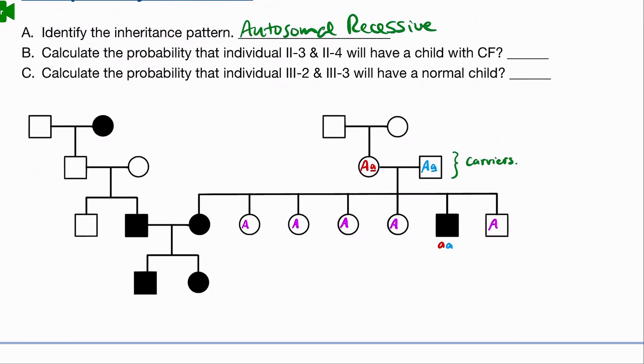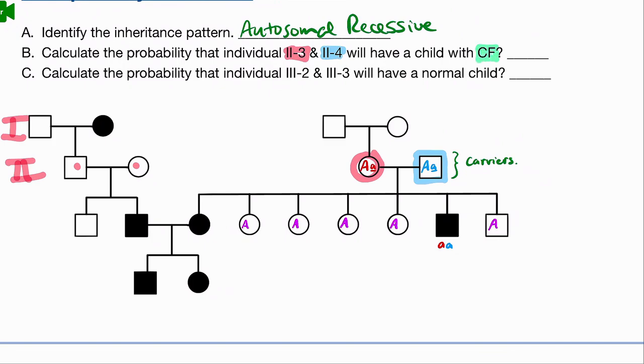Okay, now I need to calculate the probability of, let's see, 2, 3. Okay, 2, 3, that's 1. This is generation 2. 1, 2, 3. So 2, 3, this person here. Okay, and 2, 4, that's this person here. And we want to see what's the chances that they will have a child with cystic fibrosis.